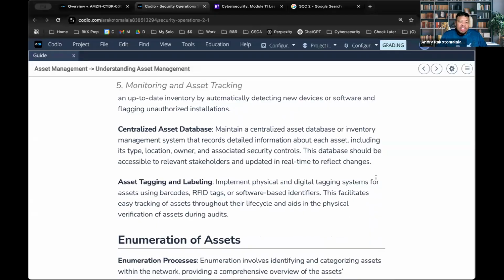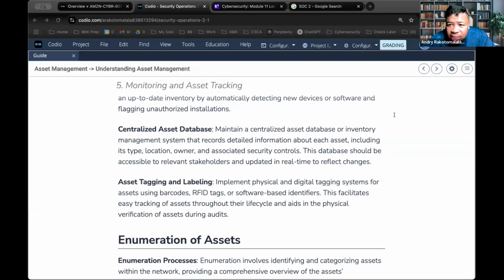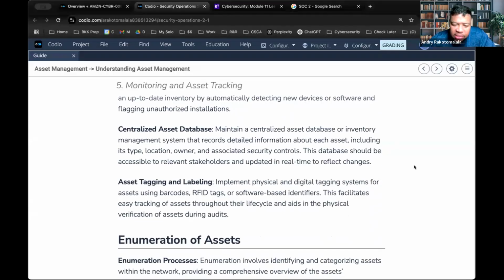And then there's a centralized asset database. Now, the centralized asset database concept is essentially having one go-to place for all of your data. Now, there are arguments against this. Some people say we don't want to centralize all of our data.